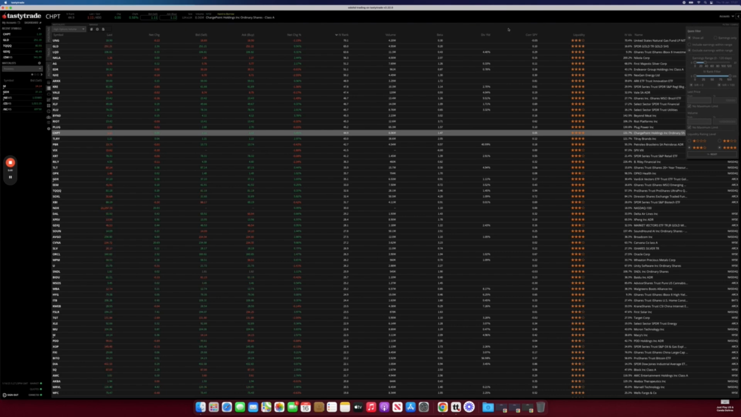The more liquid a market is, the tighter the bid-ask spread is, and the bid-ask spread is what you pay every time you get in and out of a position. So the tighter the spread, the less you pay, the more profit you keep.